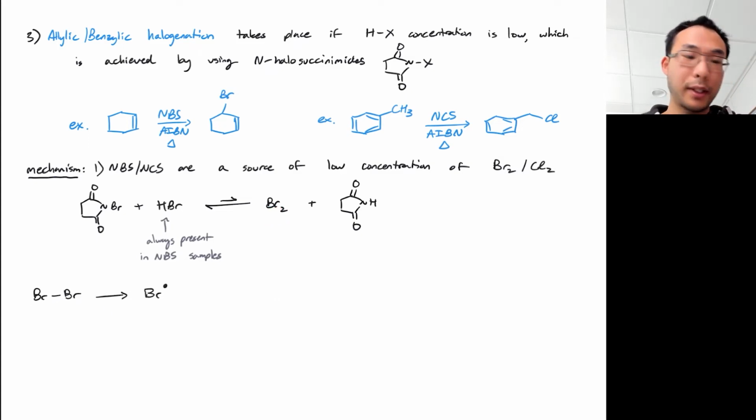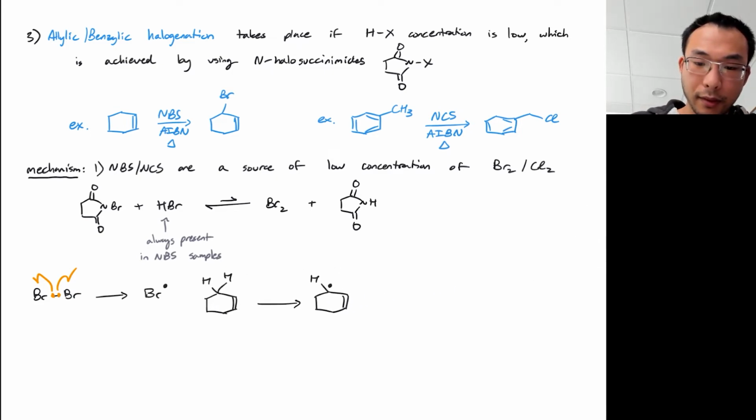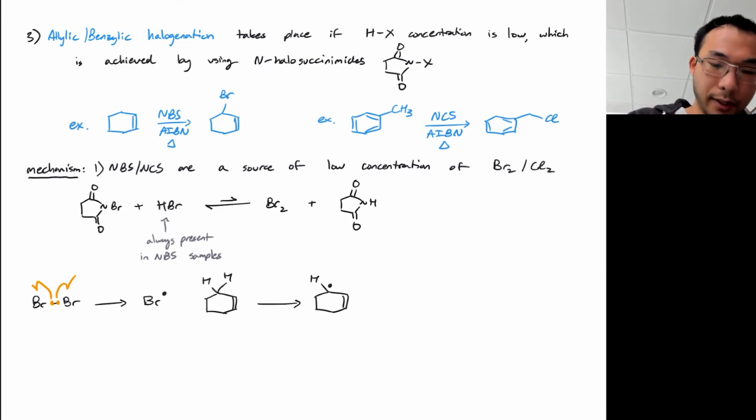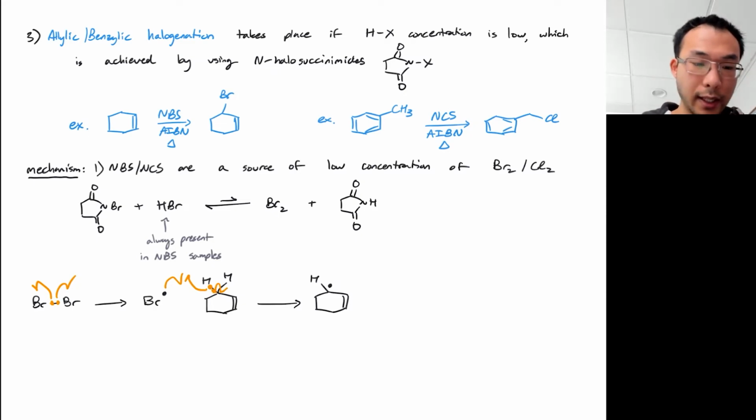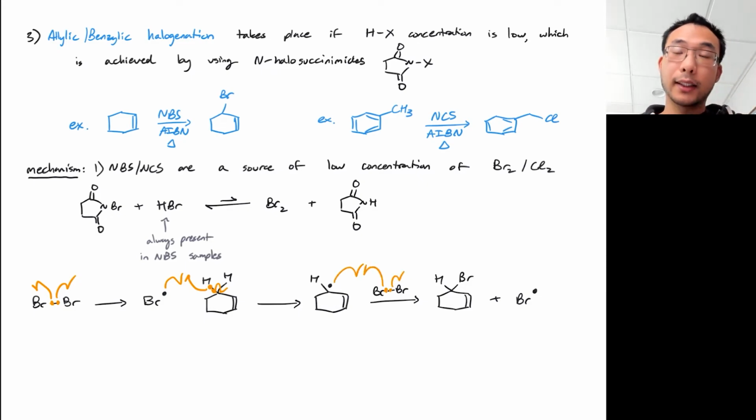So our initiation is happening the way it always happens. We have our bromine initiating into two bromine radicals. The bromine radical can then react with an alkene, but in this case it's abstracting a hydrogen from the cyclohexene, getting us to the allylic radical, which is stabilized by conjugation here. This can then abstract a bromine from Br2. That gets us to the allylically brominated cyclohexene, and another bromine radical that can keep reacting.